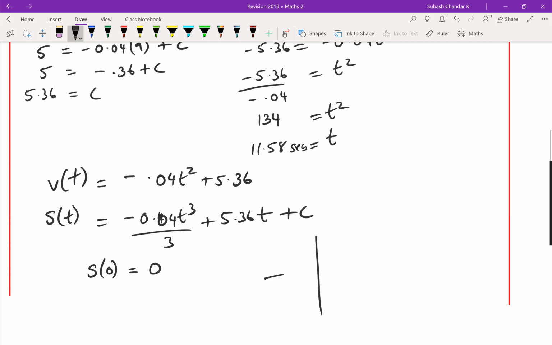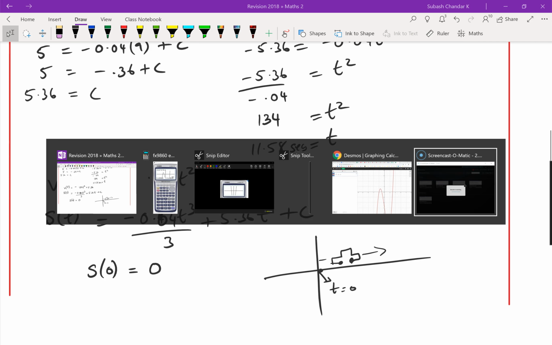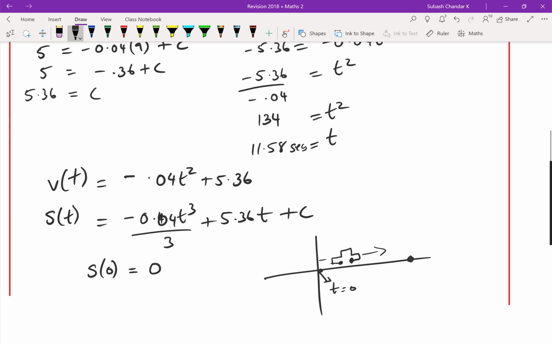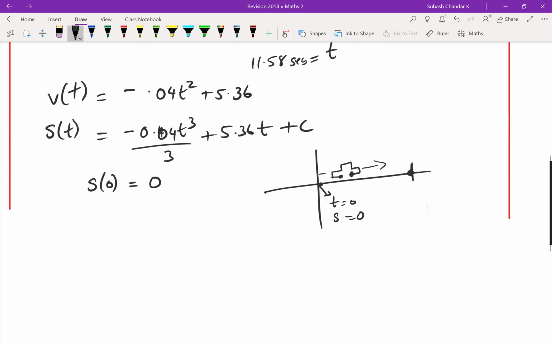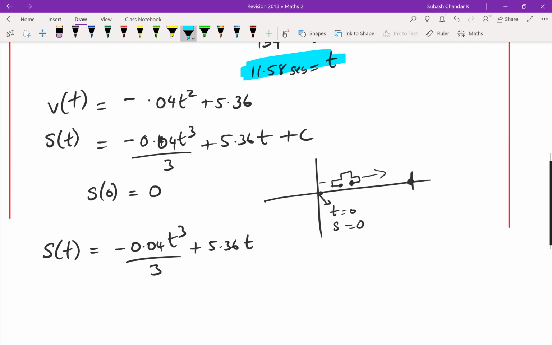So if you think about it like this, here's a graph here. There's my car. Right there, t is equal to 0. Now the car is actually going along and eventually it's going to come to a stop somewhere here. And what we're saying is if t equals 0, s is also equal to 0. So then we can say s of t equals negative 0.04t cubed over 3 plus 5.36t. Now we found out that it takes the car 11.58 seconds to come to a stop. So we are going to substitute that as our t.